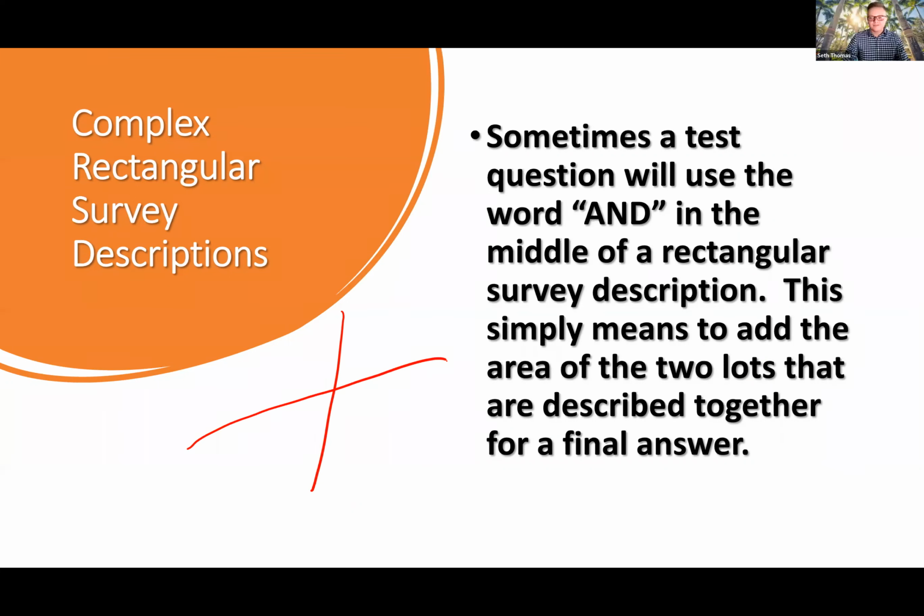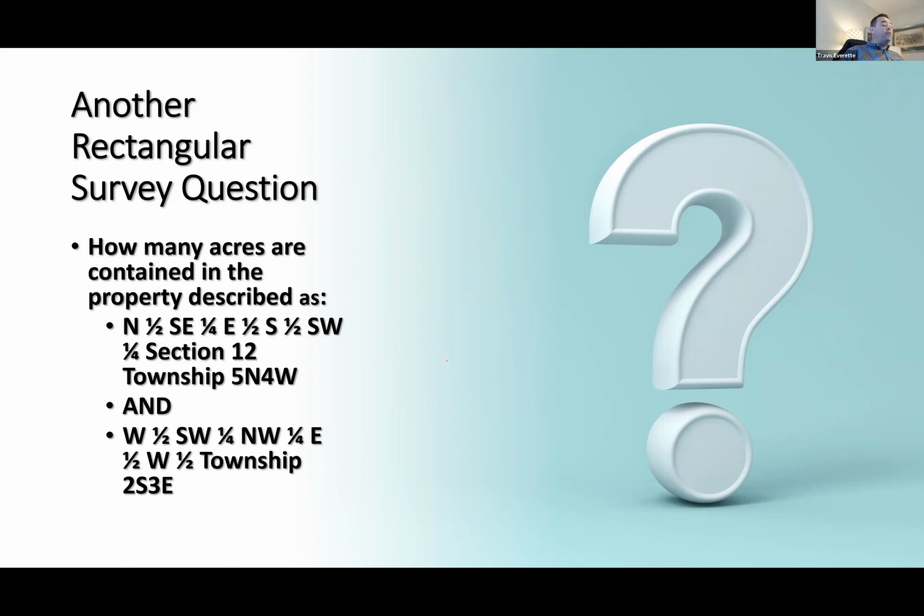So look at this question. How many acres are contained in the property described as, and they give you two descriptions. What are you going to do? Divide and add. Figure out each one separately and then add them together. So do this one.